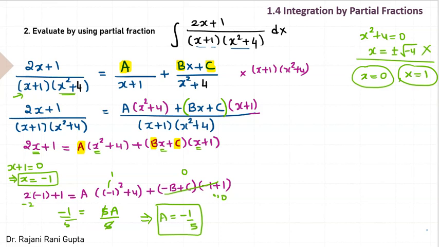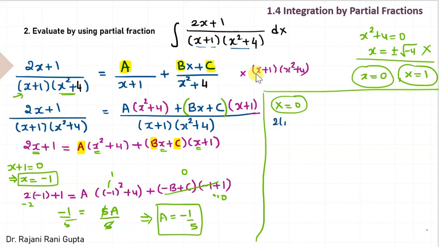Okay, now two more values. So let's say x equal to 0. Start with 0. It's the easiest one. So when you replace x equal to 0 here, what will you get? 2 times 0, that is 0, plus 1 equal a times 0 plus 4, plus b times 0 plus c, 0 plus 1. So b times 0 becomes 0. So you have 1 equal a.